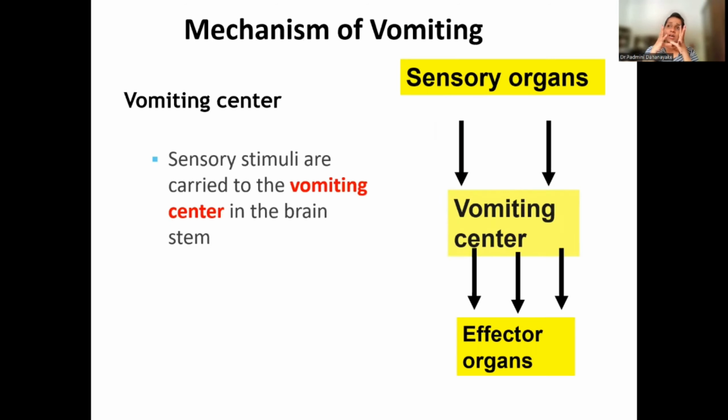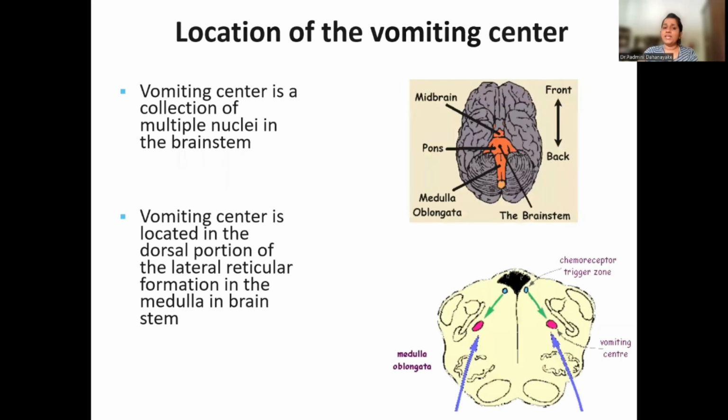Then we are giving these signals to our vomiting center, which is the main coordinating center of the vomiting reflex. That is in your brain stem. Where in the brain stem? It is located in the dorsal portion of the lateral reticular formation in the medulla oblongata. You can see these marked in pink color, roundish structures. You can see the vomiting center in the medulla oblongata. From the green arrows, you can see some stimuli coming from two other structures known as the chemoreceptor trigger zone. You can see them marked here.